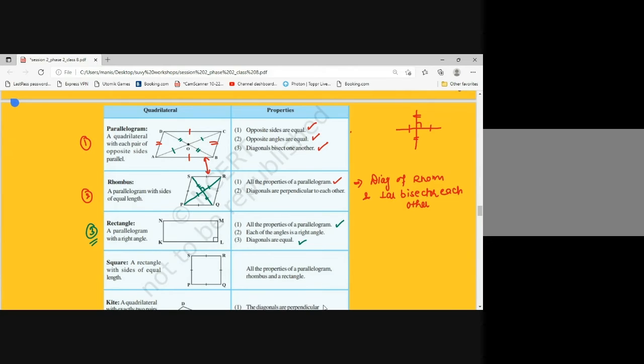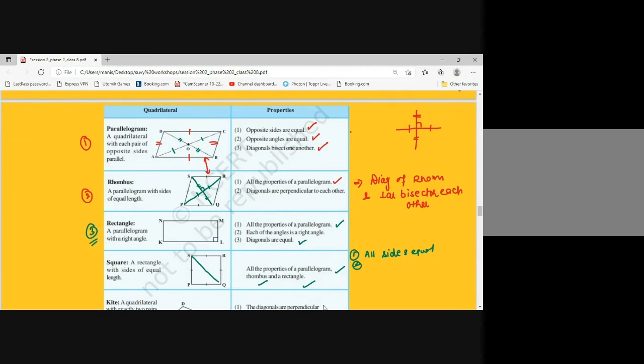Square. When you're talking about a square, it is a rectangle with all sides equal. So it will contain all the properties of a parallelogram, rhombus, and rectangle. So you can say all sides are equal. We can therefore say that a square is the combination of a parallelogram, a rhombus, and a rectangle. So when they say all properties, basically we usually get confused over that.